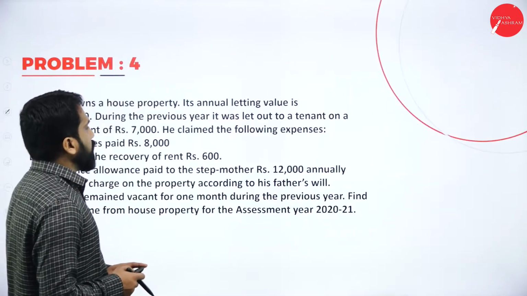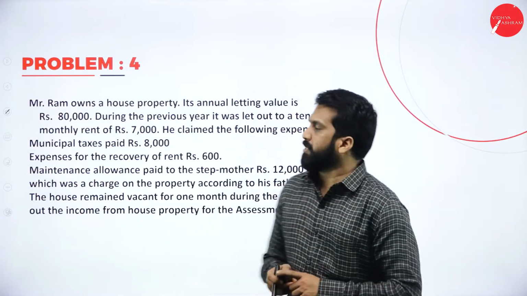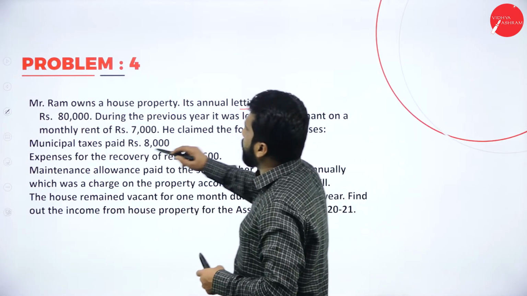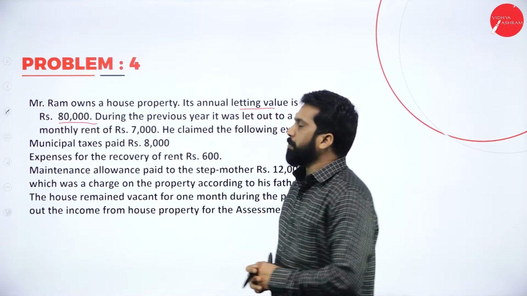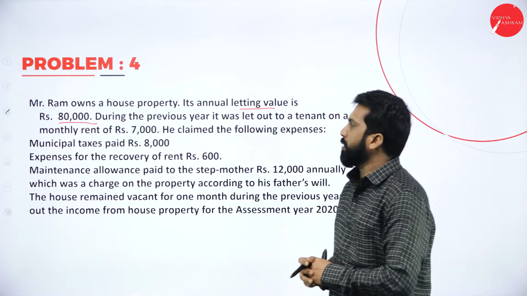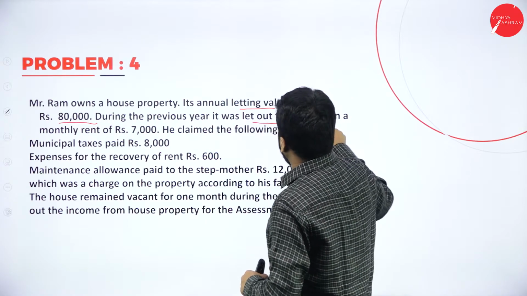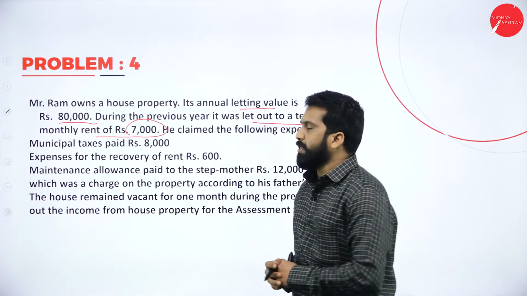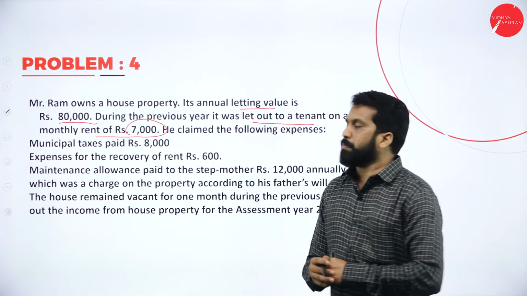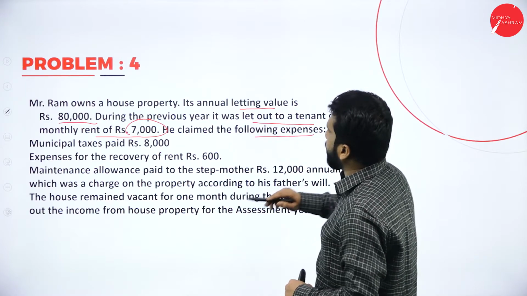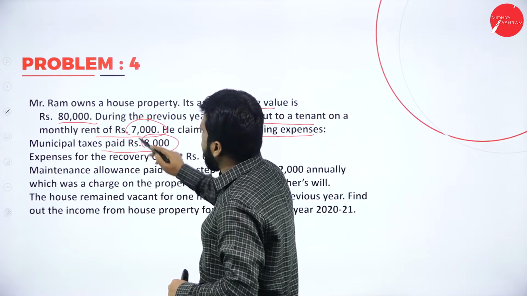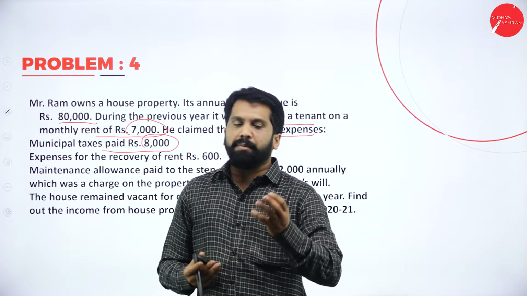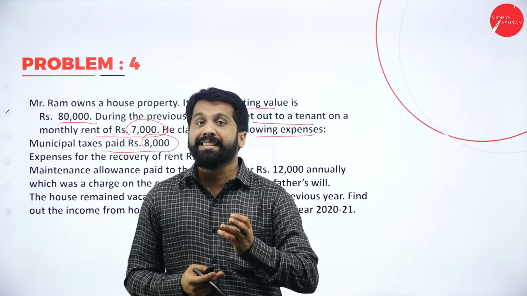We'll go for the last problem for the day. The last problem is very simple. Mr. Ram owns a house property. Its annual letting value is 80,000. Normally, it can be given for rent at 80,000. But during the previous year, it was let out to a tenant on monthly rent of 7,000 per month. So, what is the value? 7,000 per month. He claimed the following expenses. Municipal tax 8,000. So, what are the expenses you can claim? You can claim the municipal tax paid as well as unrealized rent.